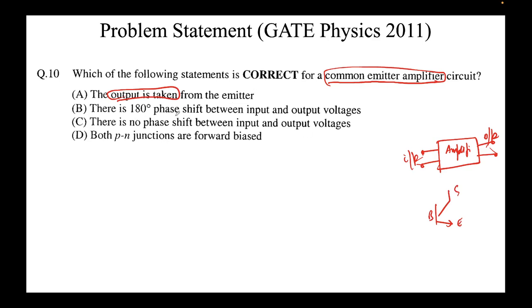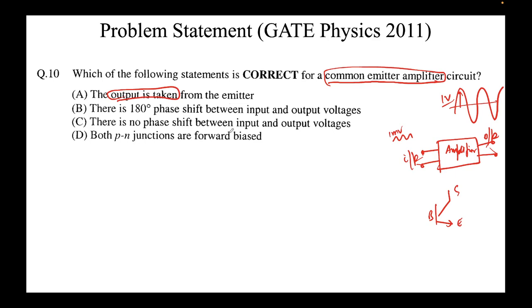Second is asking, there is a 180 degree phase shift between input and output voltages. So what this amplifier does is amplifies some voltage, right? We'll see in a while. Let's say the input voltage is small, and the output voltage would be big, the swing would be big. Let's say this is 1 millivolt. Maybe this will increase it to 1 volt. So the value may increase, but there may be a phase shift. There may be a phase shift by 90 degrees, 0 degrees, or 180 degrees. Is there any phase shift? And if there is a phase shift, is it 180 degrees or 0 degrees? So that's options B and C.